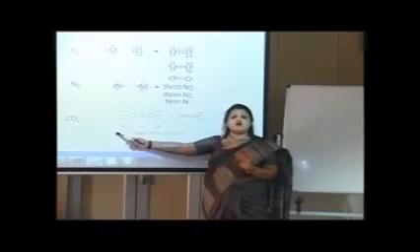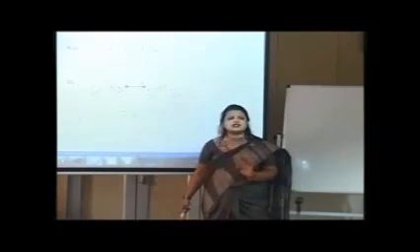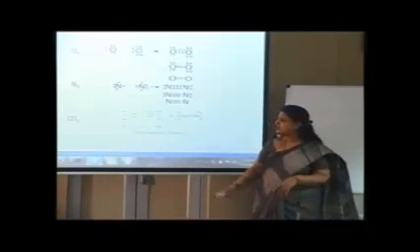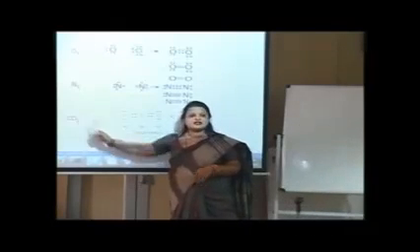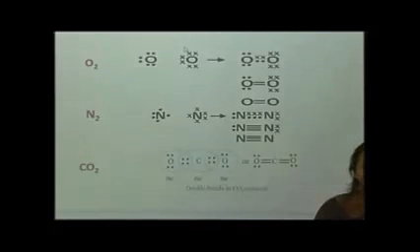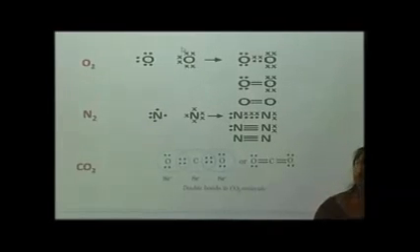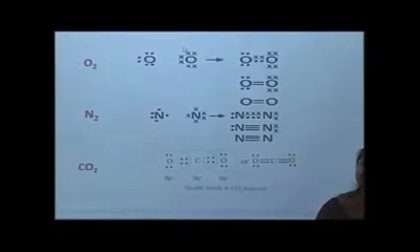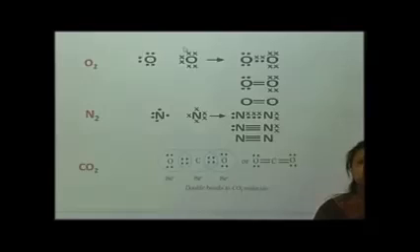Then let us further complicate the system. Let us now move on to heteroatomic molecules like CO2. Carbon is a tetravalent species. It is having 4 valence electrons and it is 4 short of the octet. So, it would like to share 4 electrons. Oxygen is having 6 valence electrons. It is 2 short of the octet.